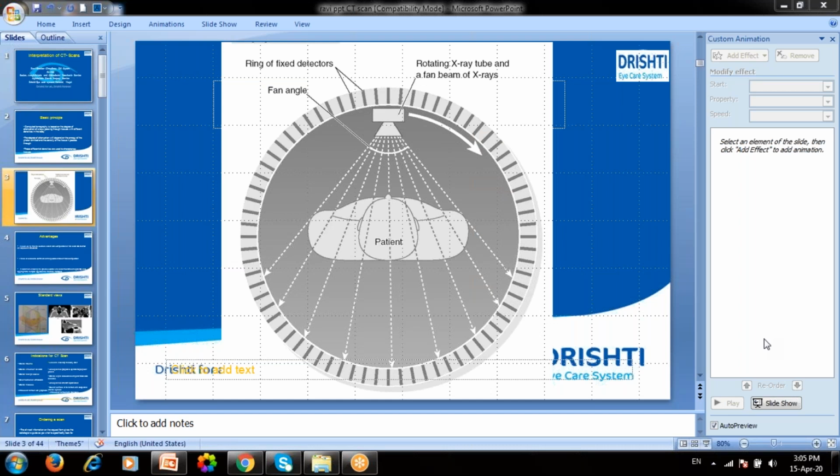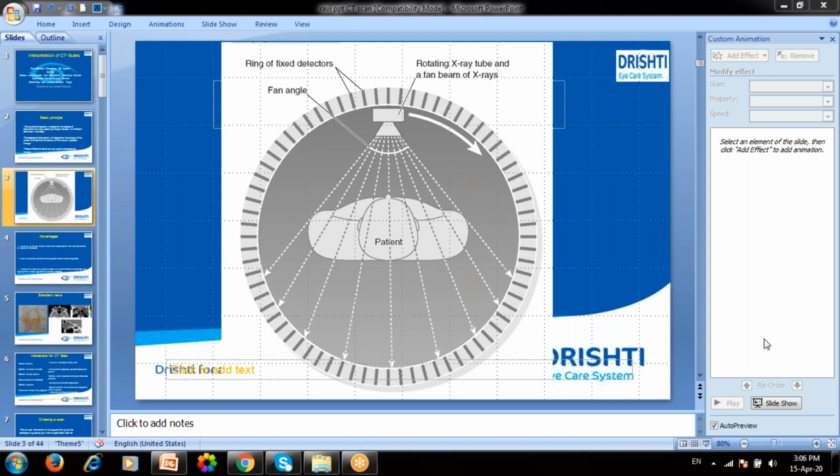Okay, so it has two contraindications, systemic and in the eye also. In the eye, because it is radiation, it can cause cataract, and it can make your vitreous a little bit densified. And when it comes to the systemic one, it is totally contraindicated in pregnant patients.